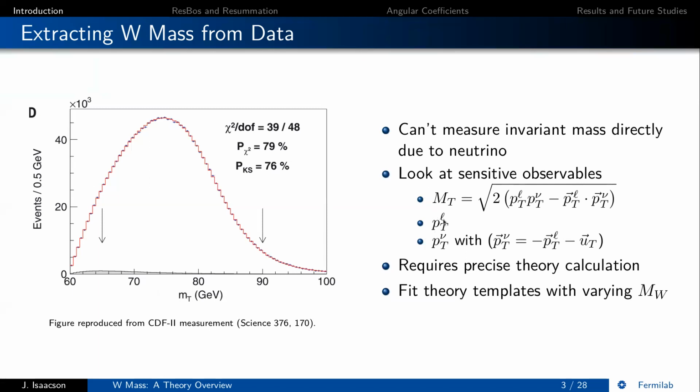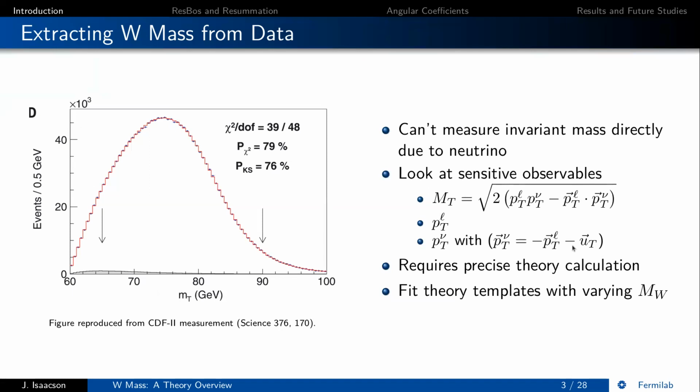You can also use the PT of the lepton or the PT of the neutrino, which experimentally is defined as the vector difference of the PT of the lepton and the PT of the whole hadronic activity in the detector.